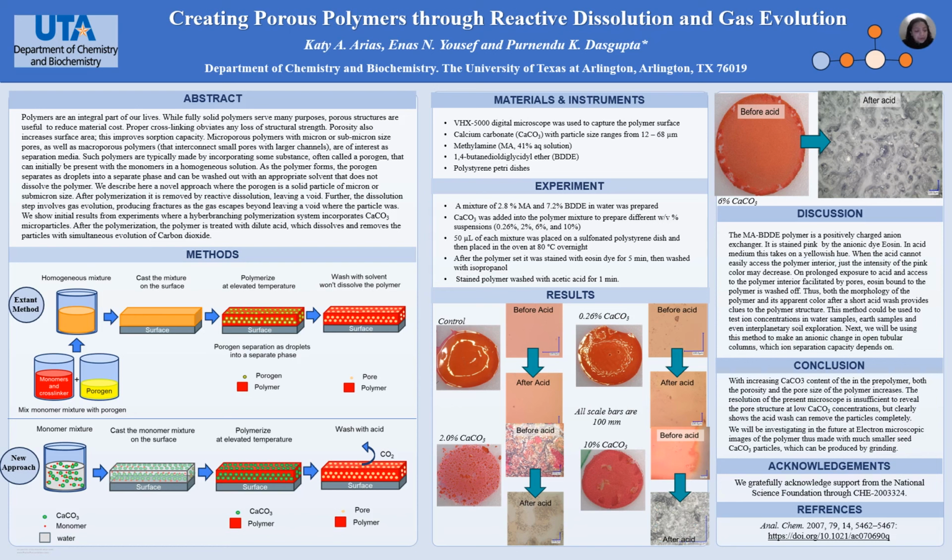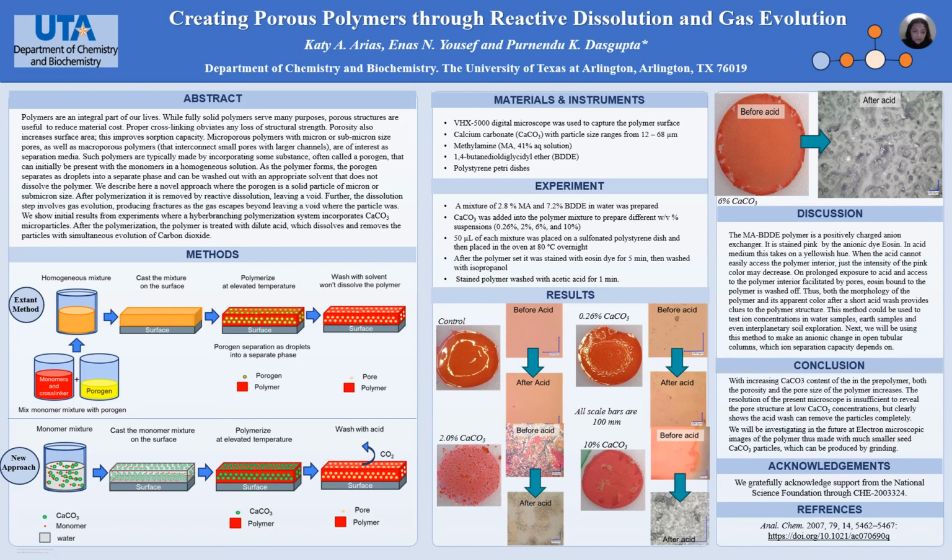To conclude, with increasing calcium carbonate content in the prepolymer, both porosity and pore size of the polymer increase. The resolution of the present microscope is insufficient to reveal the pore structure at low calcium carbonate concentrations, but clearly shows that acid wash can remove the particles completely. We will be investigating in the future with the assistance of an electron microscope, for some images with calcium carbonate ground at a much finer scale.